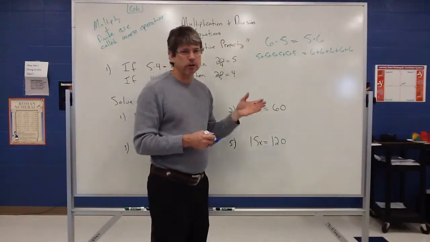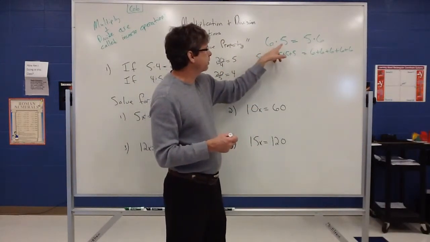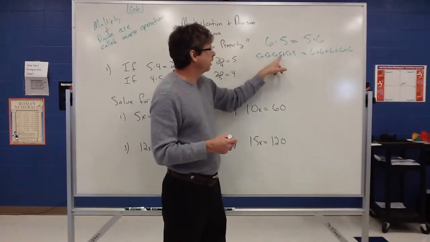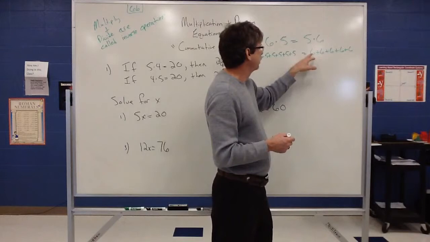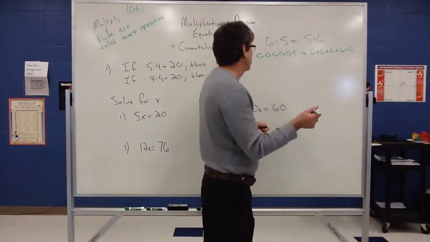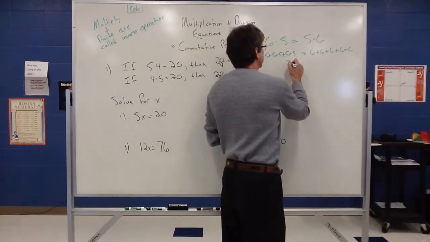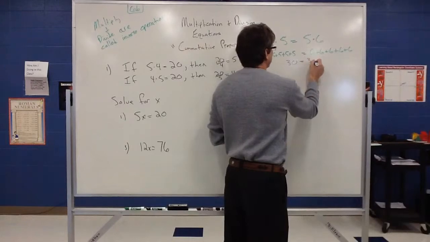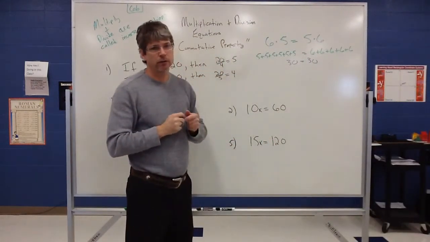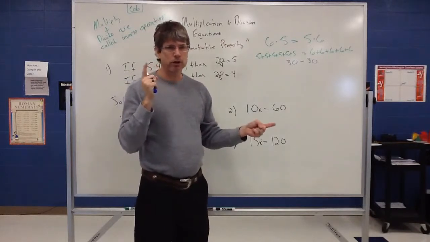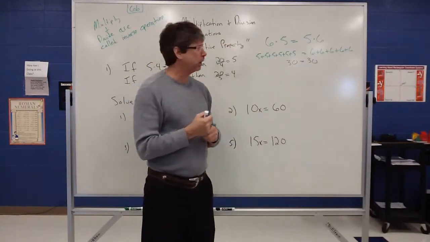I can prove that by actually playing it out. 6 times 5 means 6 5s added together. 5 times 6 means 5 6s added together. And we do see that 30 does equal 30 here. So we can prove then 6 times 5 is the same thing as 5 times 6, and therefore multiplication order does not matter. I can change that.